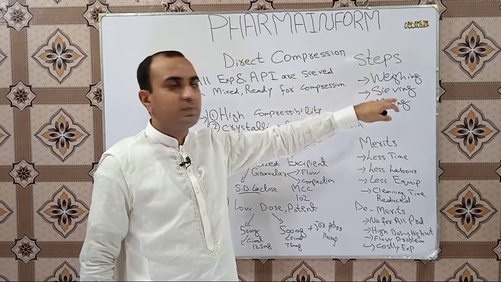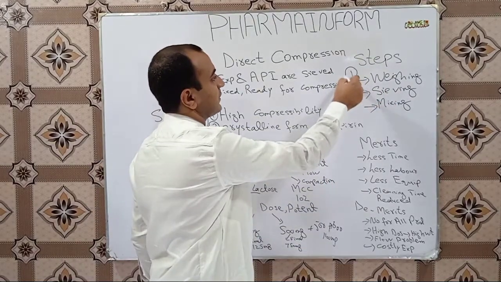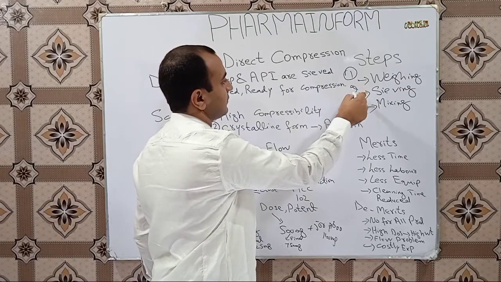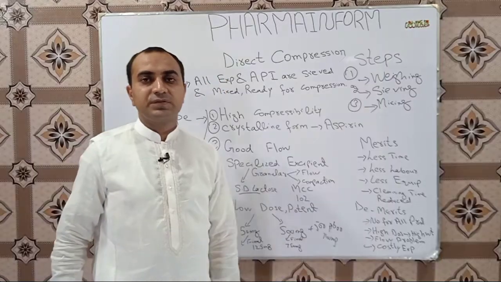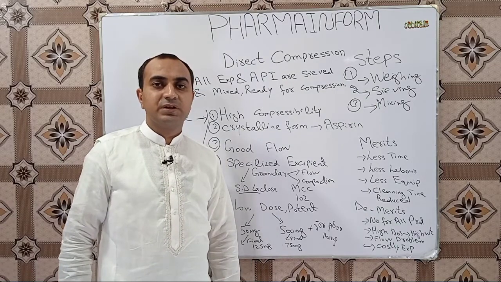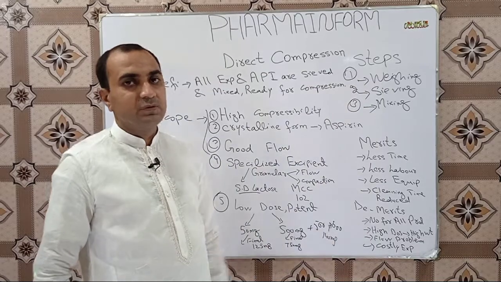So now we will discuss the steps of direct compression. Basically it is a very simple process consisting of only three steps. First is weighing, second is sieving, and third is mixing. All these steps are the same as we discussed in wet granulation and dry granulation. You can watch the details in our previous videos.